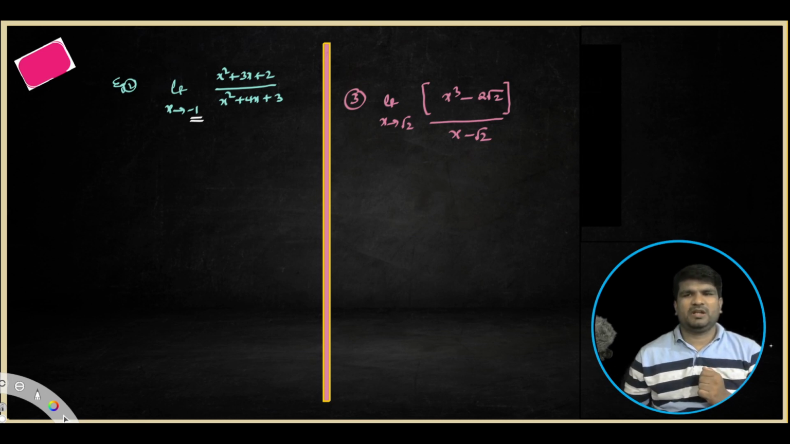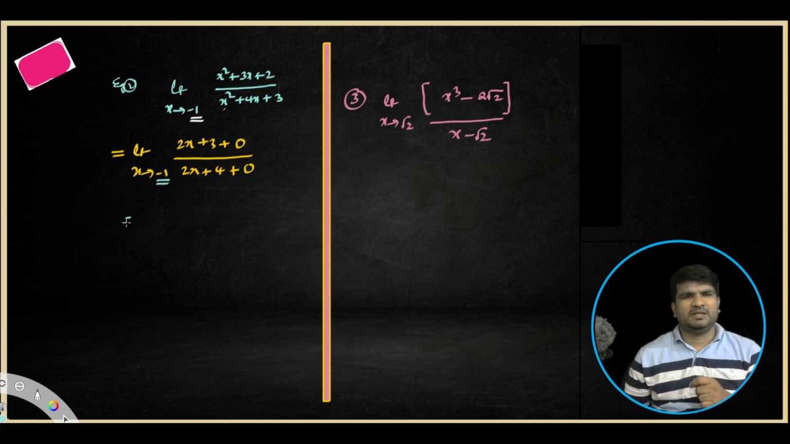So according to L'Hospital rule, we have to differentiate the numerator as well as denominator. So limit x tends to minus 1. What is the differentiation of x square? That is 2x. And differentiation of 3x is 3. And differentiation of constant is 0. Whole divided by, now differentiation of x square is 2x, differentiation of 4x is 4 and differentiation of constant is again 0. Now in this function we have to put x equals minus 1.